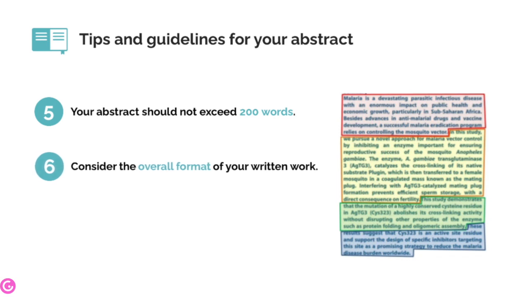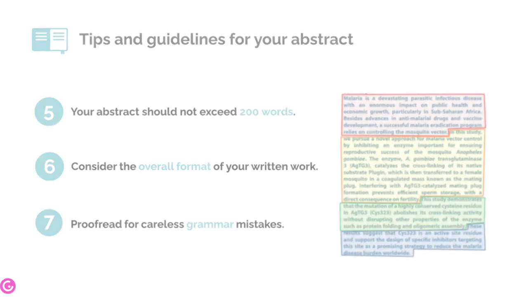Sixth, consider the overall format of your written work. Does your abstract look as if it has been carefully prepared? Are there clear paragraphs? Is the line spacing appropriate? And finally, proofread for careless grammar mistakes. Do subjects and verbs agree? Have the appropriate verb tenses been used? Have the articles a, an, and the been used when necessary?